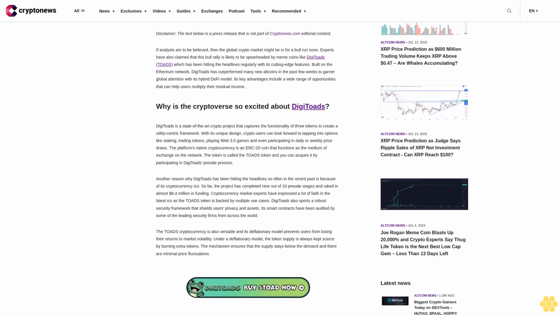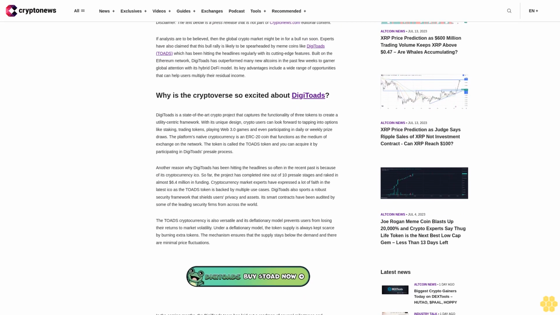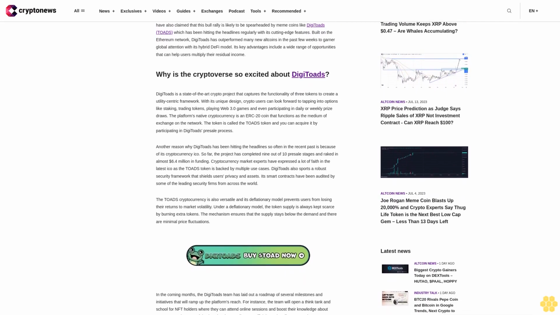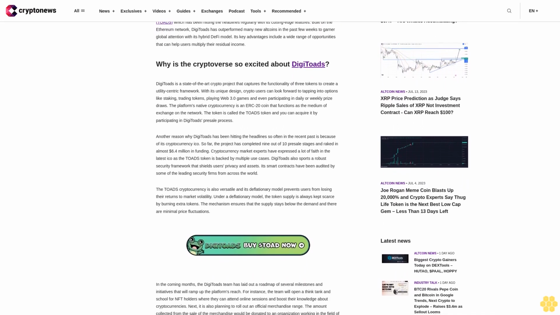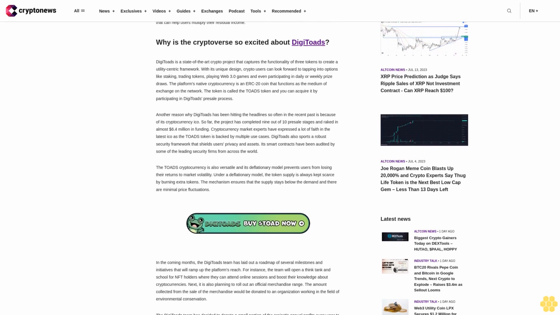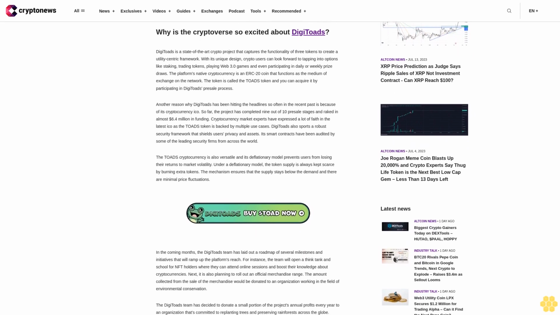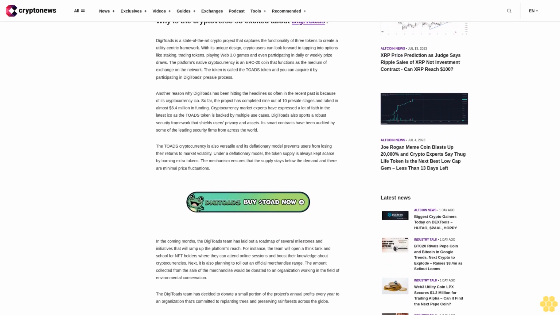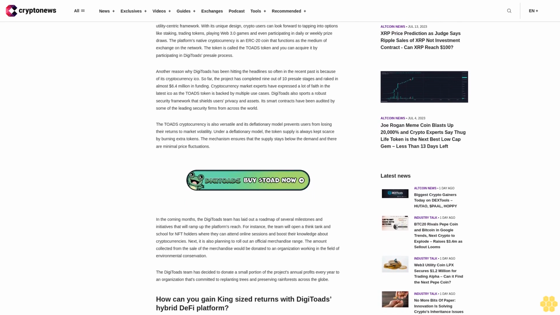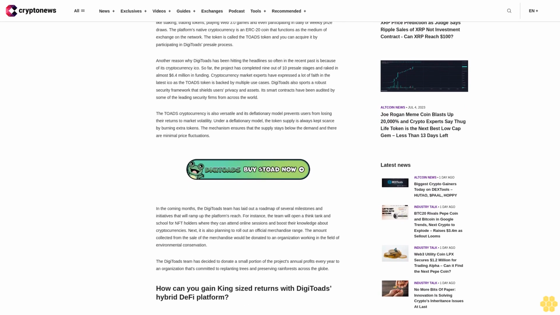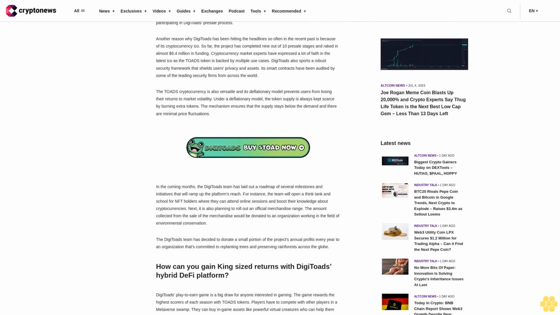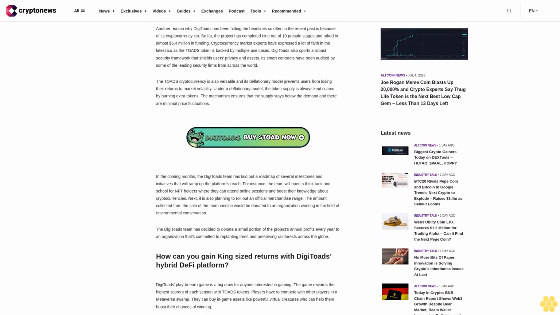Why is the cryptoverse so excited about DigiToads? DigiToads is a state-of-the-art crypto project that captures the functionality of three tokens to create a utility-centric framework. With its unique design, crypto users can look forward to tapping into options like staking, trading tokens, playing Web 3.0 games, and even participating in daily or weekly prize draws. The platform's native cryptocurrency is an ERC-20 coin that functions as the medium of exchange on the network. The token is called the Toads token, and you can acquire it by participating in DigiToads' presale process.